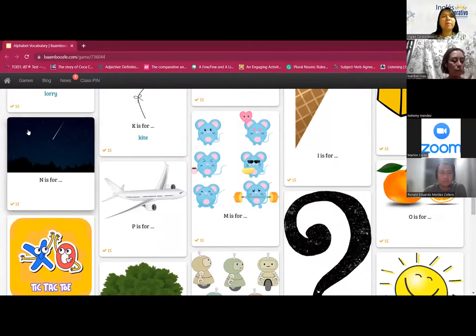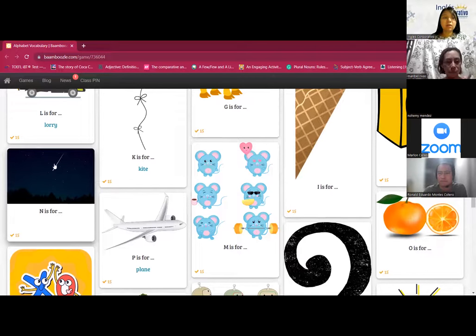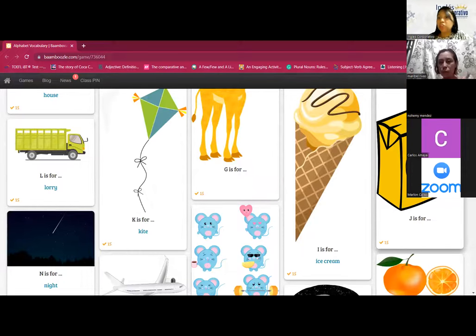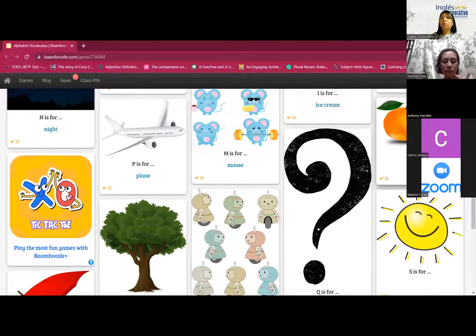Let's move. P is... Plane. Very good. N is for... Night. I is for? Ice cream. Letter J is for? Oh, no. J. Juice. Okay, very good. M is for? Mouse. Mouse or mice. Okay, very good. What about the letter O? O is for? Orange.